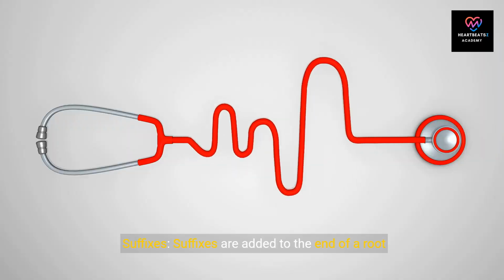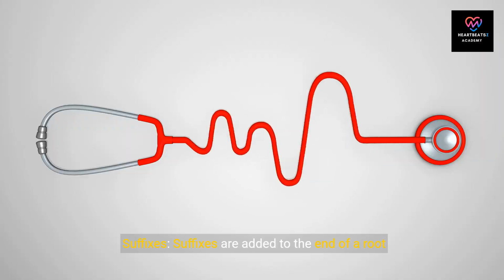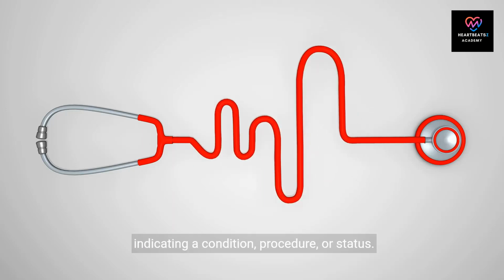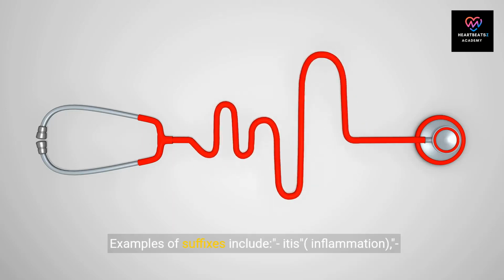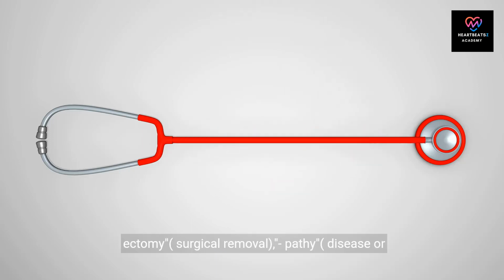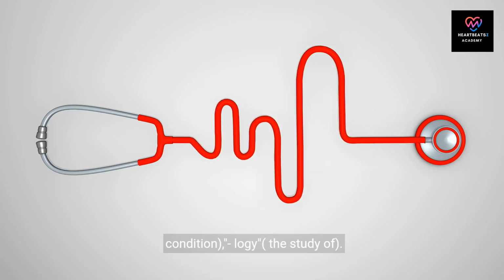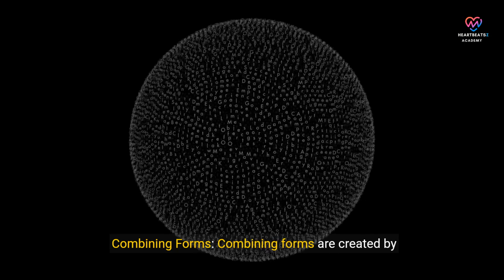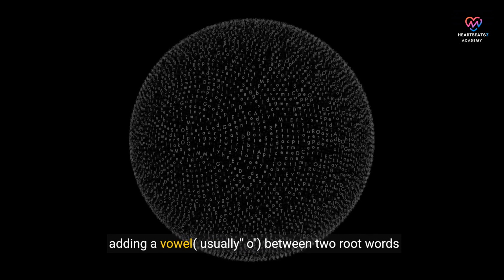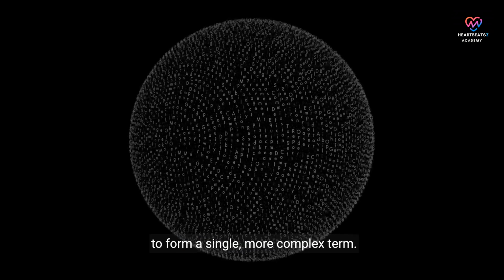3. Suffixes. Suffixes are added to the end of a root word to further specify its meaning, often indicating a condition, procedure, or status. Examples of suffixes include itis, inflammation; ectomy, surgical removal; pathy, disease or condition; logy, the study of. 4. Combining forms. Combining forms are created by adding a vowel, usually O, between two root words to form a single, more complex term.